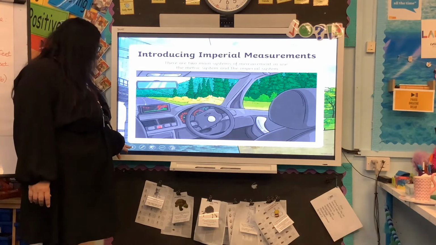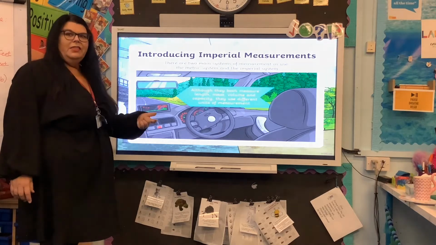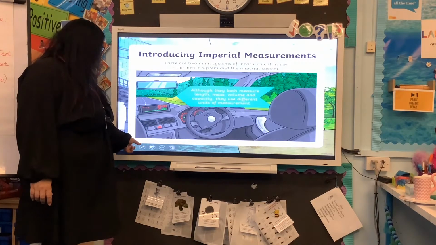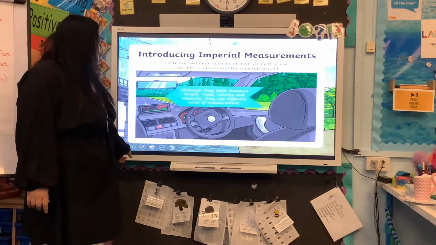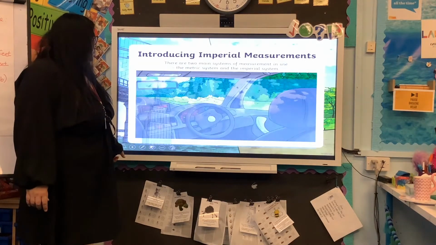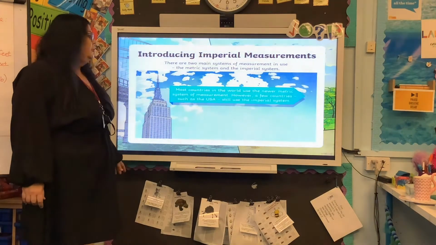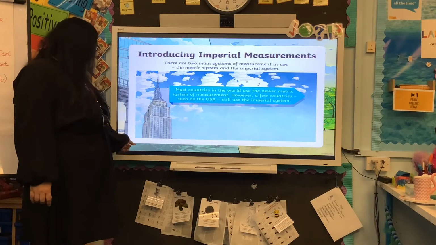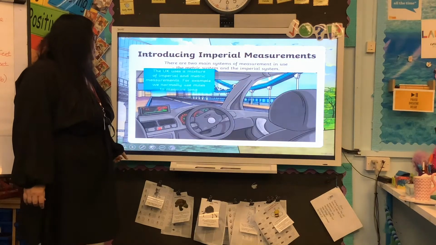So let's see. Although they both measure length, mass, volume and capacity, they use different units of measure. Not very helpful for us trying to learn it, but there we are. So, most countries in the world use the newer metric system of measurement. However, a few countries, such as the USA, still use the old imperial system.